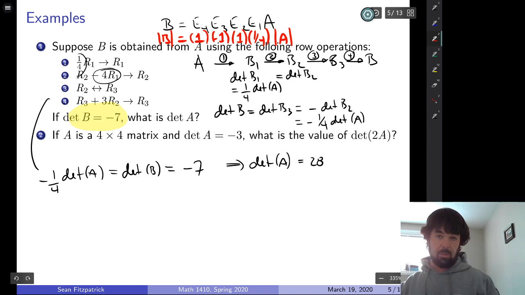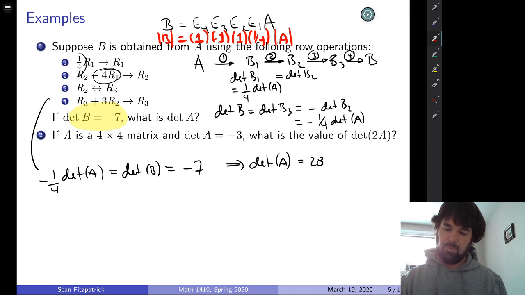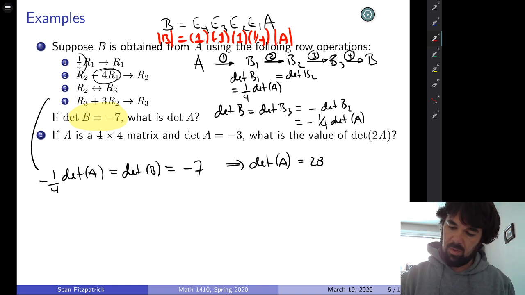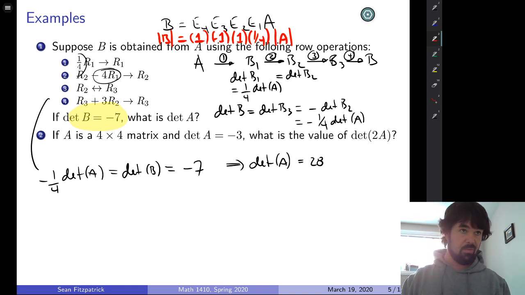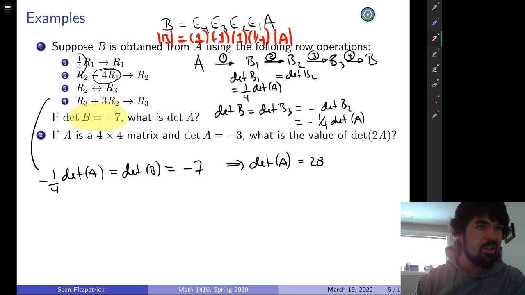That's another way to think about what we just did, right? So that minus 1 quarter, get rid of that, and I've solved for determinant of A in terms of determinant of B. All right. Let me get to your questions as they're coming in here, and then we'll do the next one.